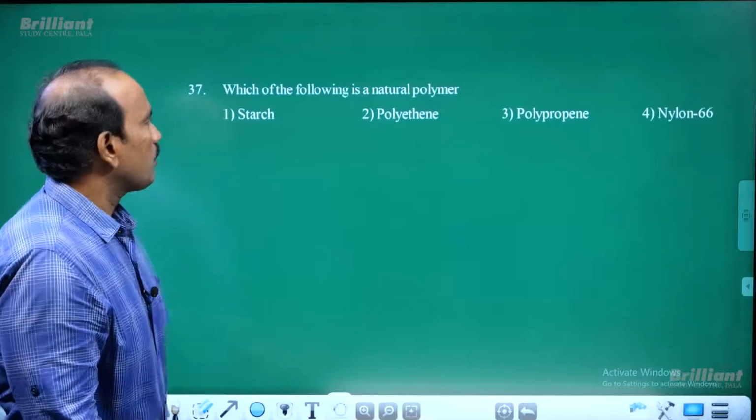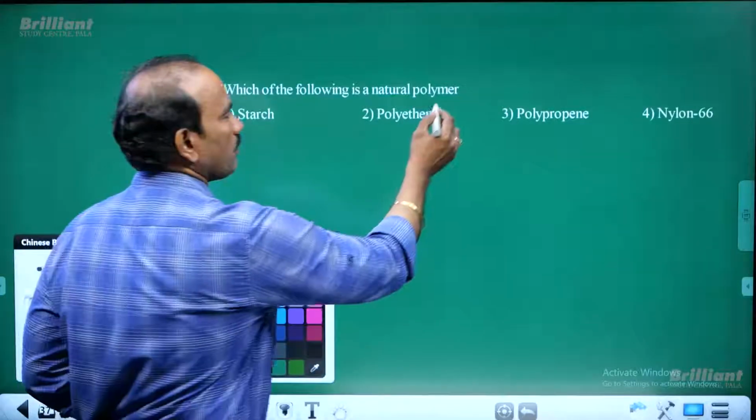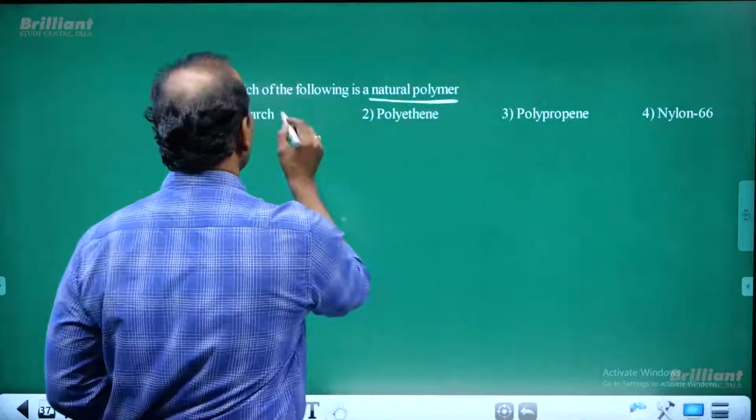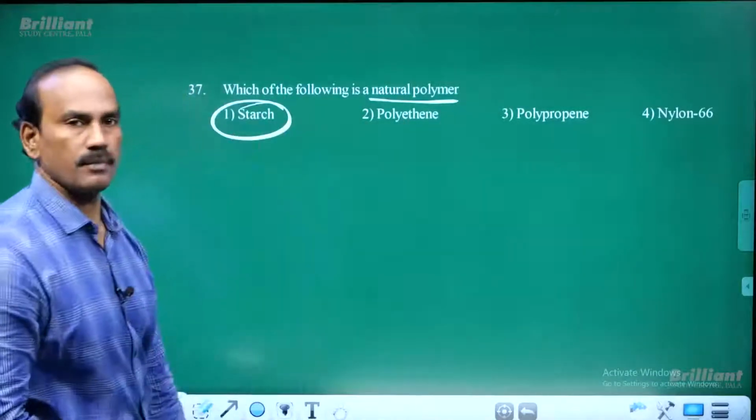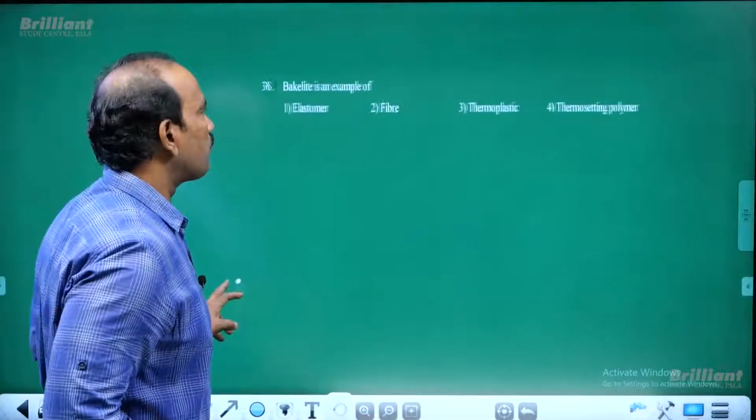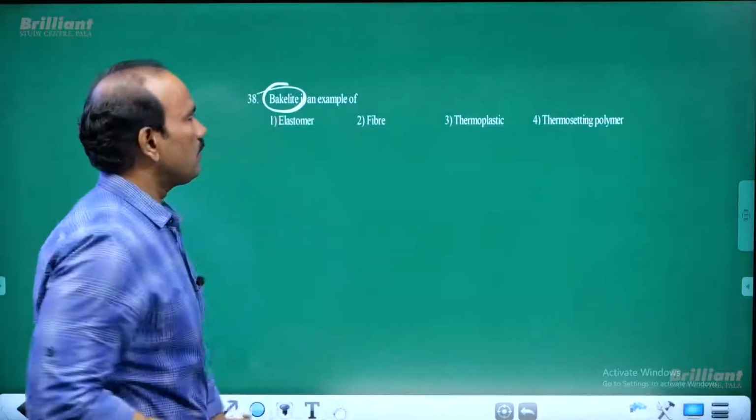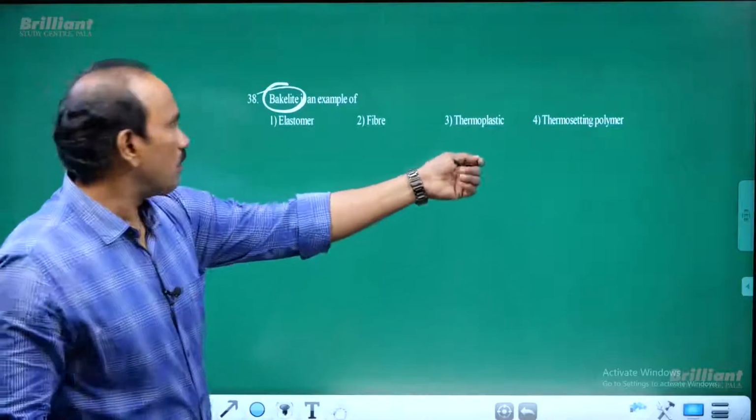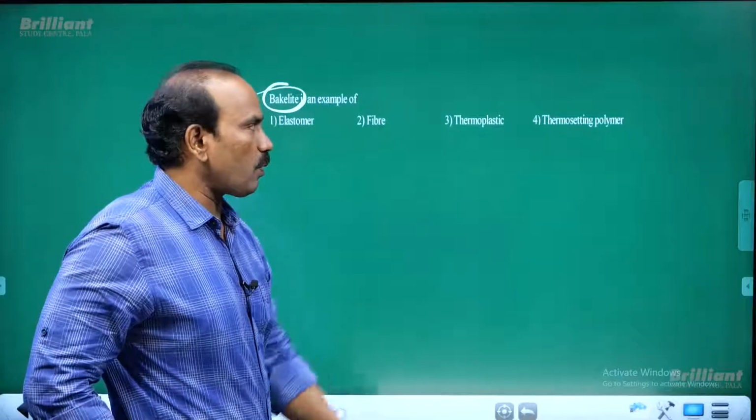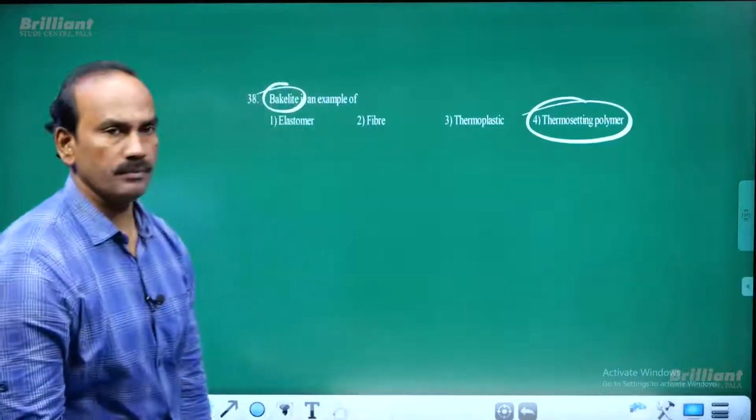Next one. Which of the following is a natural polymer? Natural: this is starch. Clear? Next one. Bakelite. What is bakelite? It is a cross-linked polymer, a thermosetting polymer.